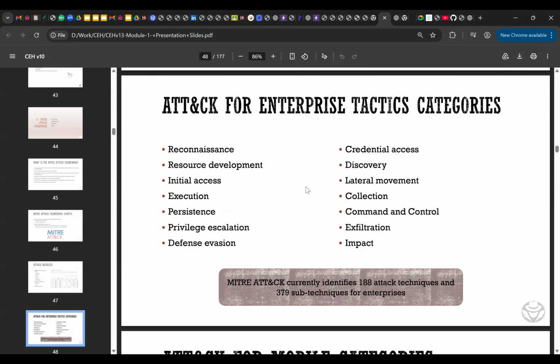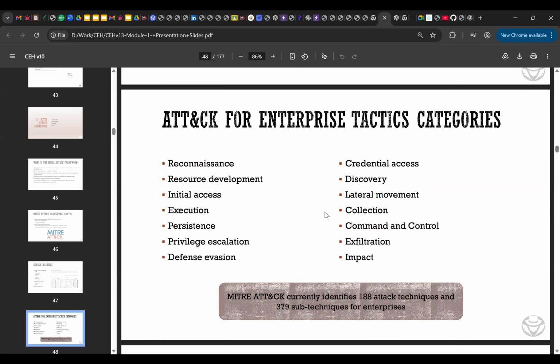Okay, then we have the tactics. These are the tactics: reconnaissance is one, resource development is another one, initial access, execution, persistence. Reconnaissance is when we try to gather information about our target. So that is the reconnaissance.